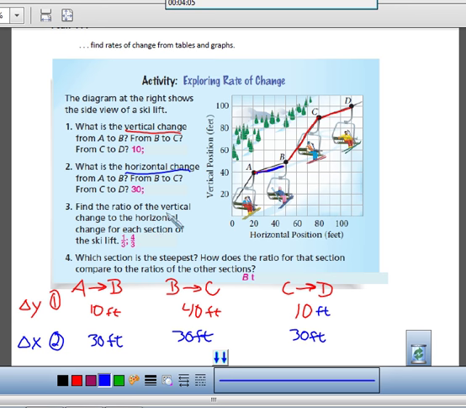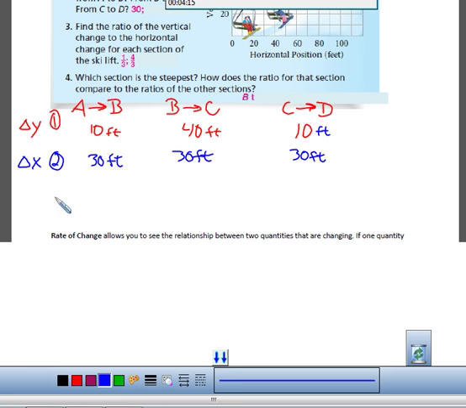Okay, so now, question 3. Find the ratio of the vertical change to the horizontal change for each section of the ski lift. Question 3 is finding the ratio of vertical over horizontal, or the change in Y over the change in X. So this one, it's going to be 10 over 30, which is equal to 1/3. The next one is 40 over 30, so that's going to be 1 1/3, or just 4/3, you could leave it as. And then the last one is also going to be 1/3.